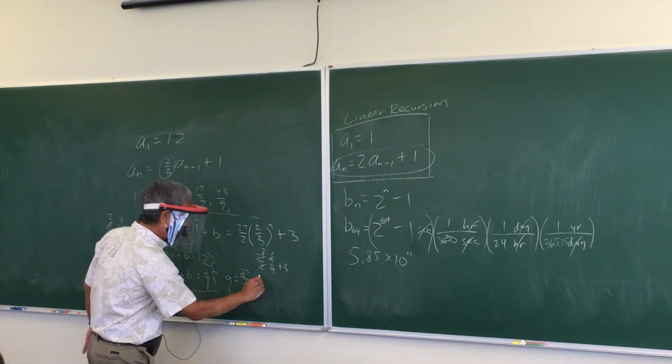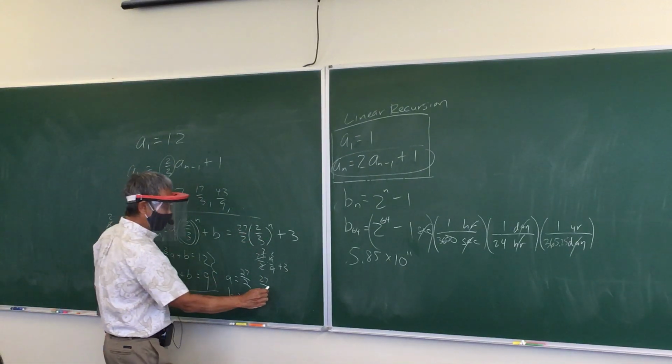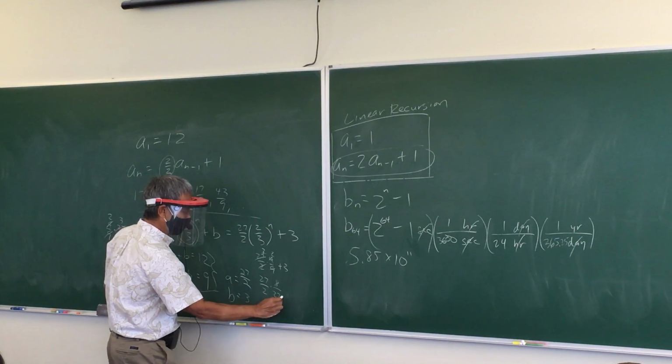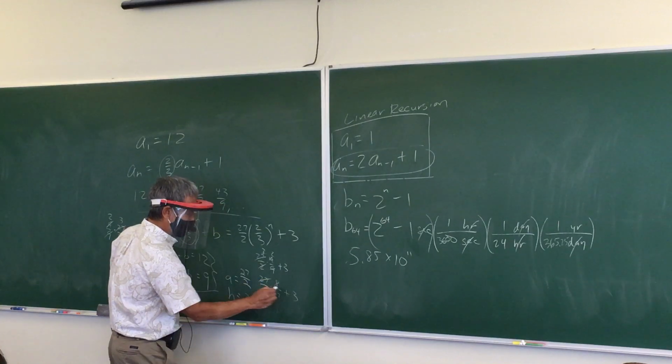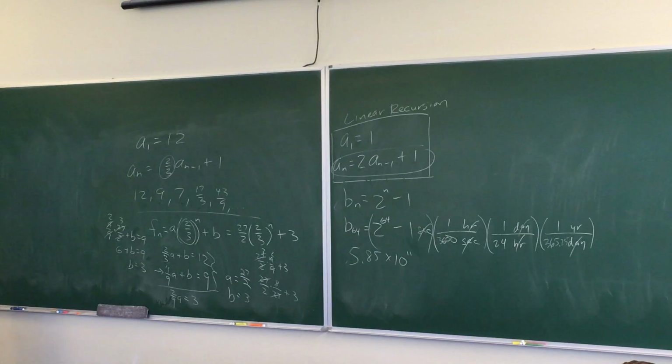Well, let's try. 27/2, what is 2/3 cubed? Really? 8/27 plus 3. The 27's cancel out. 4 plus 3, 7. It works. Why would I teach you something that doesn't work?